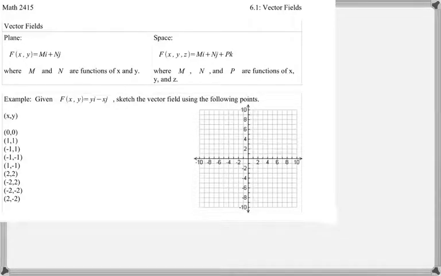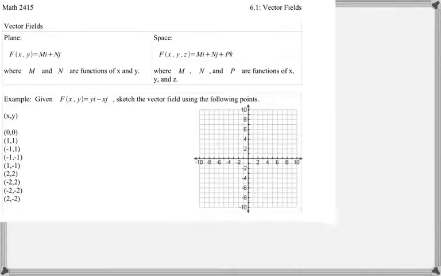Alright, in this video we're going to be looking at 6.1, vector fields. This will be the first of, I believe, 2 videos for section 6.1. What a vector field does is it assigns each point a vector. An example is a vector field in the plane.